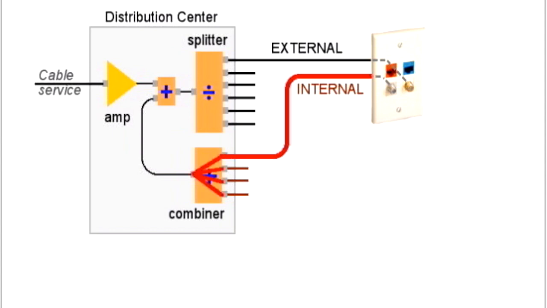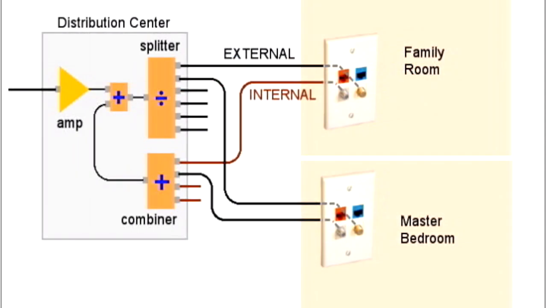At the distribution center, the internal cable runs are combined, mixed with the external signals from off-air or cable service, and split as before to all external outlets. Let's take a look at how this works to view a movie from a DVD player in the family room on a TV in the master bedroom.